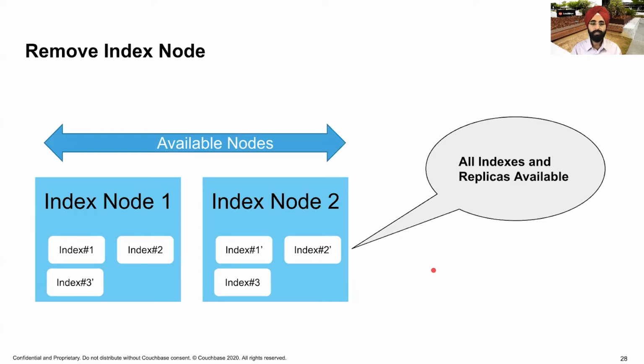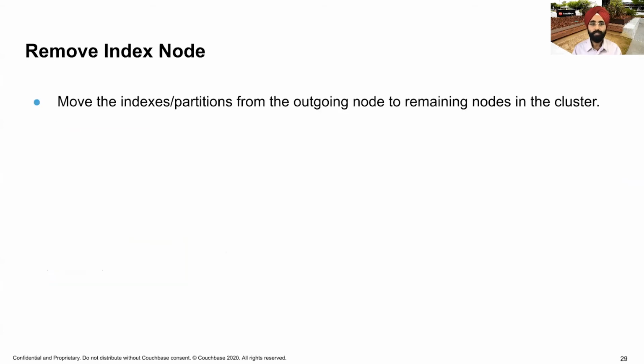This functionality is also the same irrespective of partitioned or non-partitioned indexes. So whenever a node is moving out, the system will automatically make sure that from the outgoing node, the indexes and partitions are moved to the remaining nodes in the cluster.